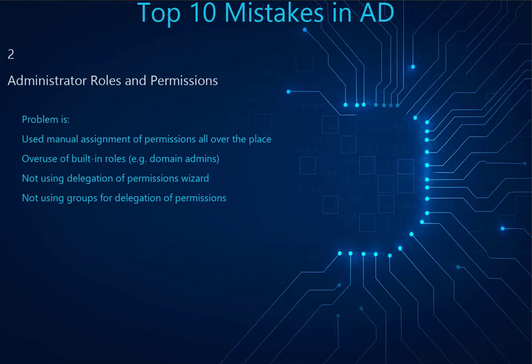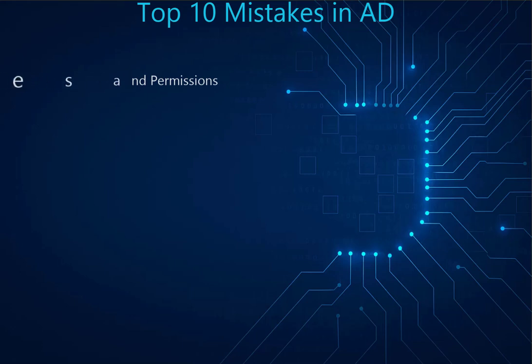The practice of not using the delegation of permissions wizard, which is the best practice way to do stuff. And inside of that delegation of permissions wizard, not using groups, using individual users. What you should do is actually, with the delegation of permissions wizard, have very specific groups for the very specific roles that need to be accomplished and put users into that group for each type of role that needs to be assigned, and use the delegation of permissions wizard on each OU. And we'll talk about that in a little bit.